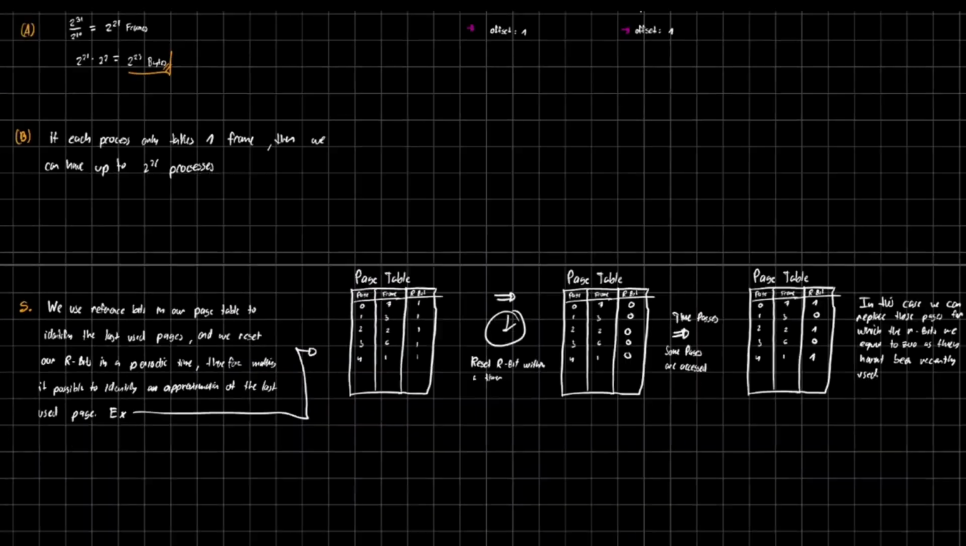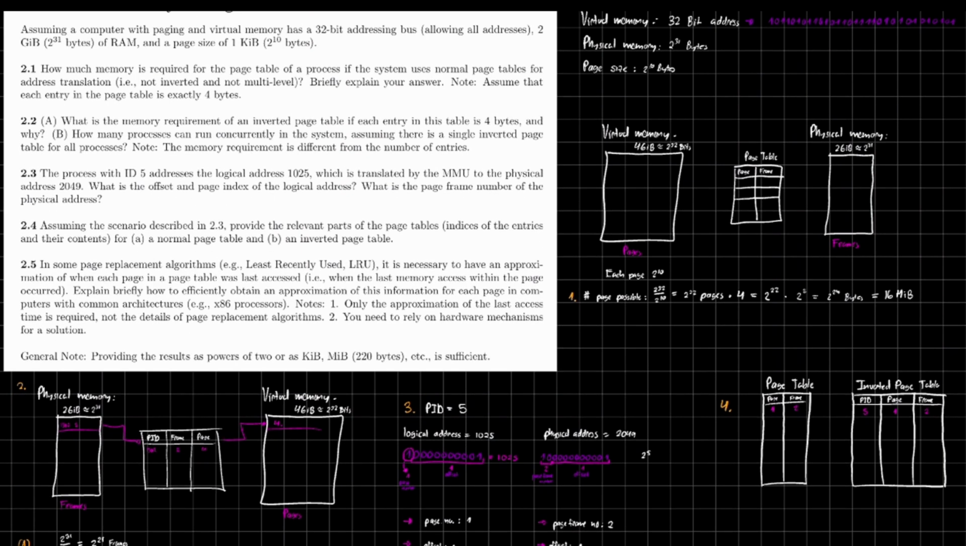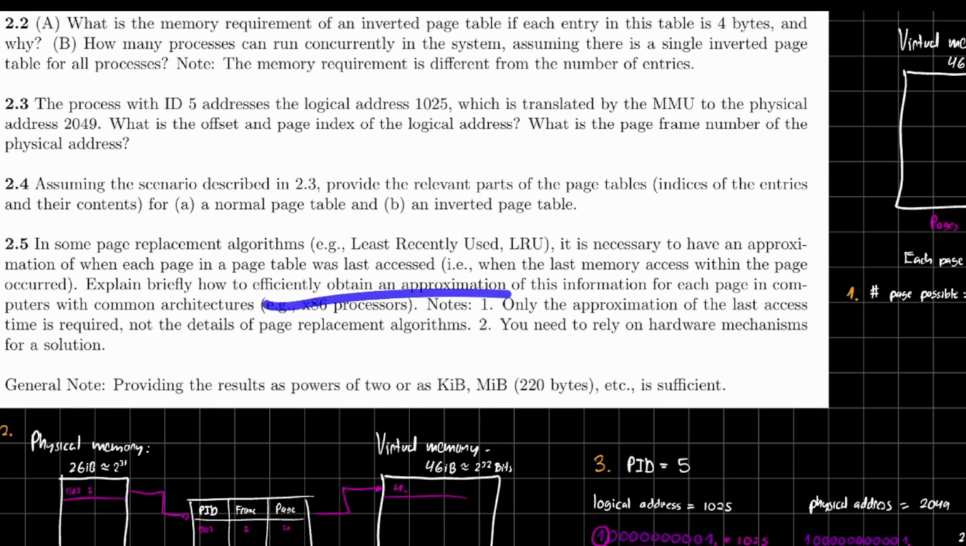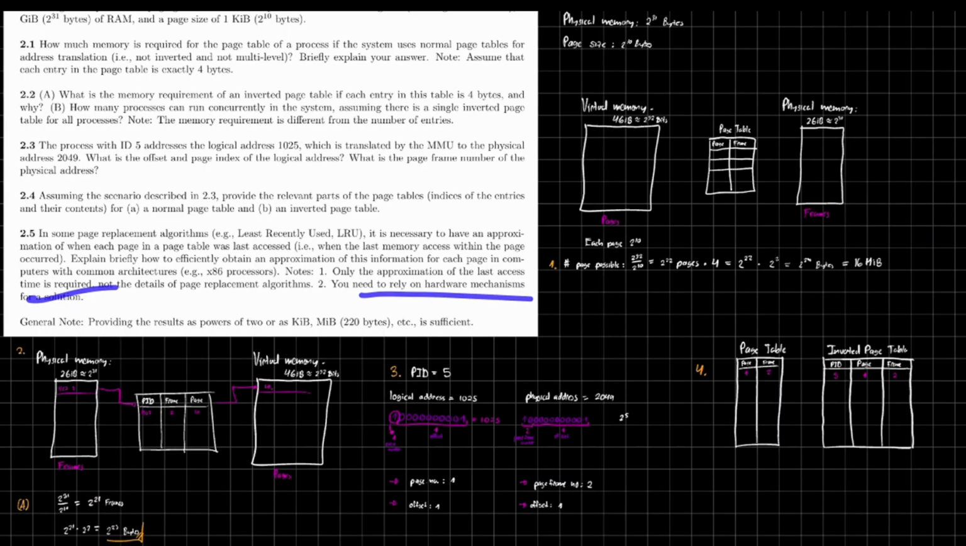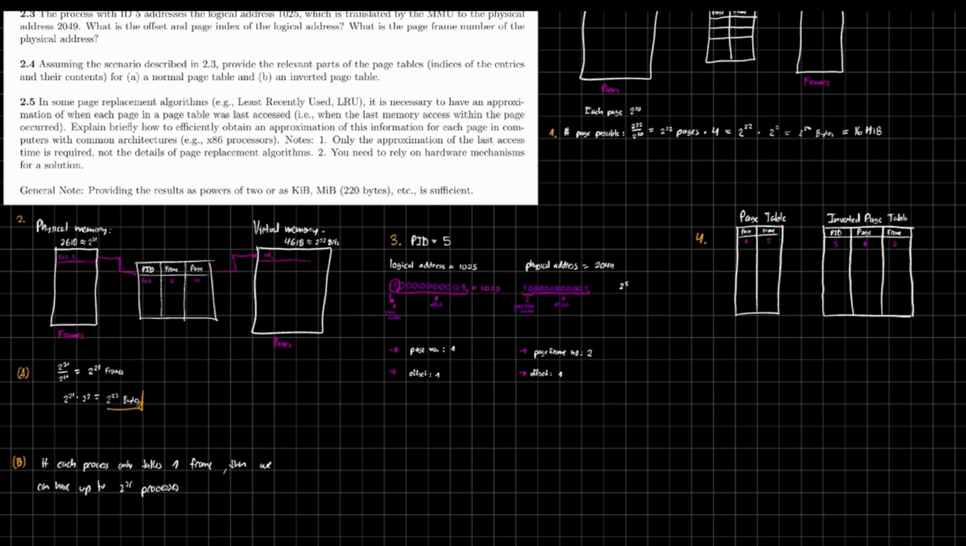That's pretty much the whole logistics of this exercise. We only need an approximation of the last access. So in this situation, our method works. We need to rely on hardware mechanisms for a solution. So the R bits are basically that.